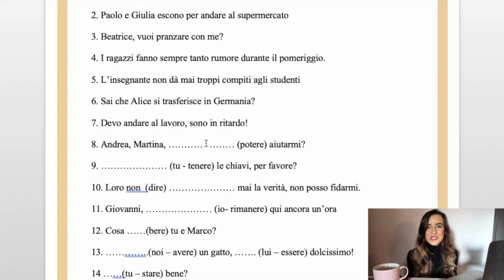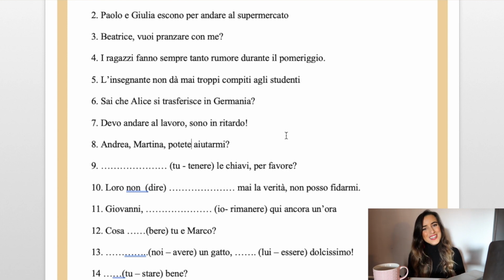Alright, second person plural for the verb potere is potete. So Andrea, Martina, potete aiutarmi? Andrea, Martina, can you help me? So, very simple. It looks difficult, but it actually is not once you know the conjugation.